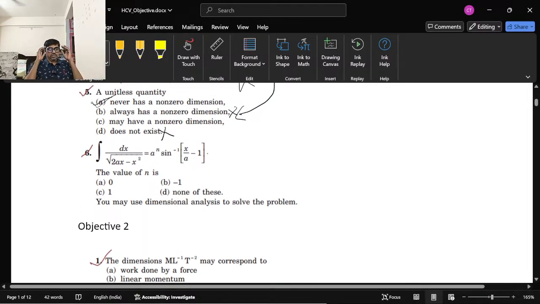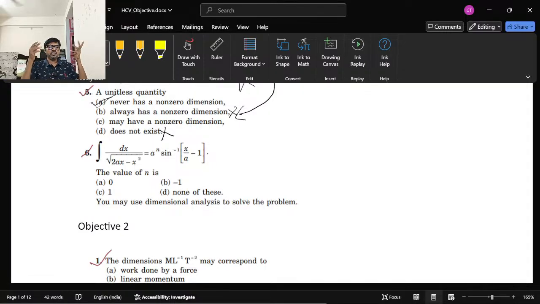Now the sixth question: integral dx by square root of 2ax minus x square equals a power n sine inverse of (x by a minus 1). Such a big expression they had given. So please remember, when they give a mathematically complicated expression, most likely it is going to be on dimensional analysis. I think last year there was one surface tension question in NEET where the options could be easily eliminated based on dimensional analysis.